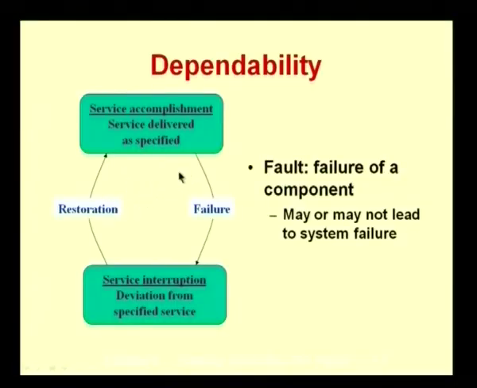Okay. So when we talk of dependability, what is it that we are looking at? We know that a failure can occur, and when a failure occurs there will be some service interruption, some deviation from the specified service, and then when we restore it we get back to the service being delivered. When do we say we have a fault? It is a failure of a component, and it may or may not lead to system failure. So dependability is identifying that there is a fault, then there may be some time that is taken up for repairing the fault, and then we come back. So the cycle of dependability is something that we need to understand.